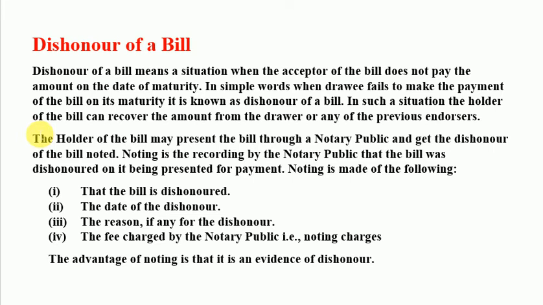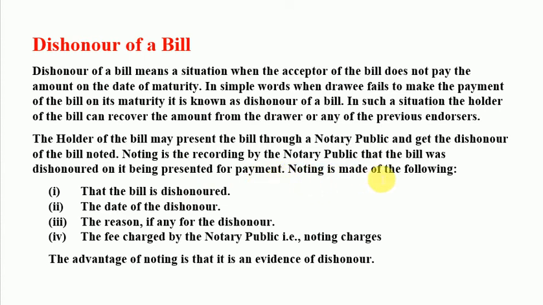In case the drawee fails to make the payment even after the reminder given to him, then the holder of the bill may present the bill through a notary public and get the dishonor of the bill noted, that means registered, that the bill got dishonored due to failure on the part of the drawee to make the payment. For all this, there will be charges and expenses which will be charged by the notary public, and noting is the recording by the notary public that the bill was dishonored on it being presented for payment.